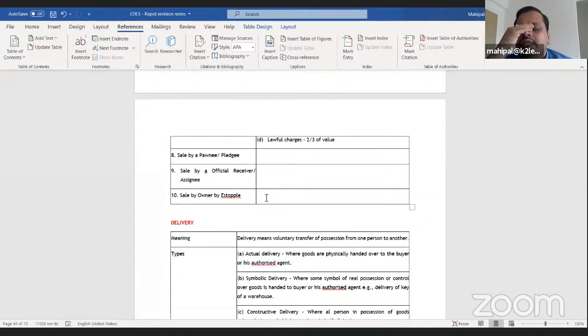Remember, at least 6 to 8 points you have to remember to secure those 6 marks. First, you have to write the general rule. The general rule says no one can pass a better title than what he himself has. If I am not the owner, I cannot transfer the ownership to others. But the exceptions include sale by mercantile agent, sale by estoppel, sale by official receiver, sale by pawnee, sale by unpaid seller, sale by person having possession of goods before the sale, sale by the buyer having possession before sale, sale by seller having possession after sale. All these are exceptions. Am I clear?